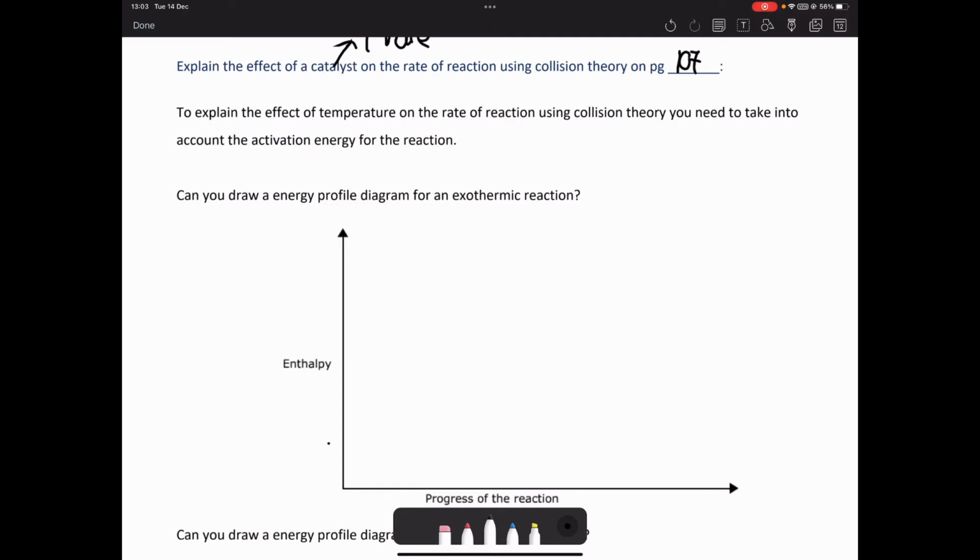We need to take into account, when we talk about effects of temperature and effect of catalyst, activation energy. So you're going to pause now and you're going to draw energy profile diagrams for exo and endo, and you're going to label them with activation energy and with your delta H. Please make sure you can do that, so pause now.